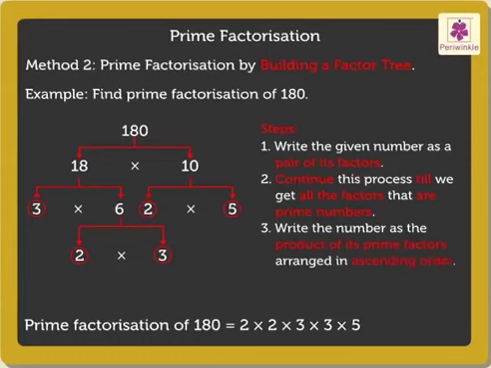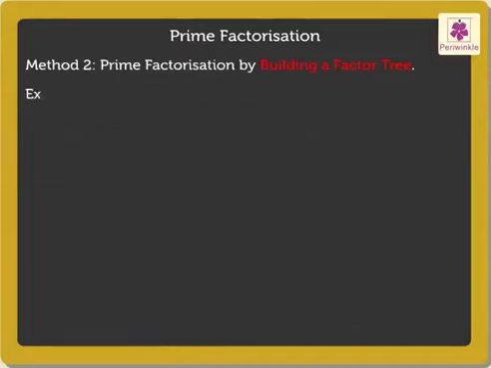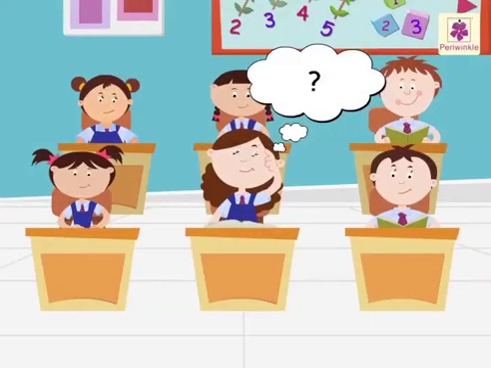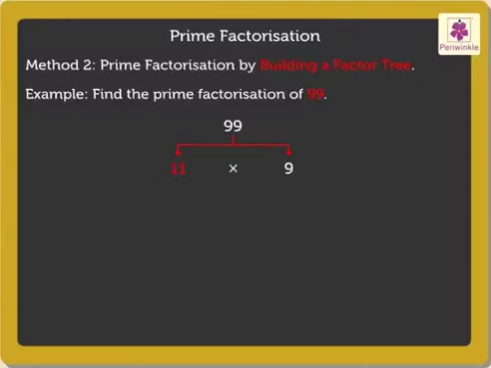Now, let us solve one more example. Find the prime factorization of 99. We begin with finding out a pair of factors of 99. Kids, which pair comes in your mind first? Exactly. 11 times 9. Here, 11 is already a prime number, but 9 is a composite number.